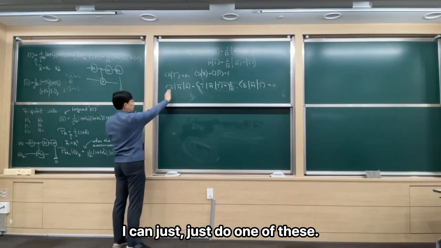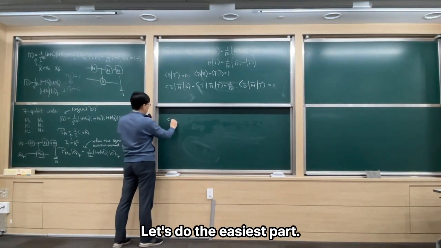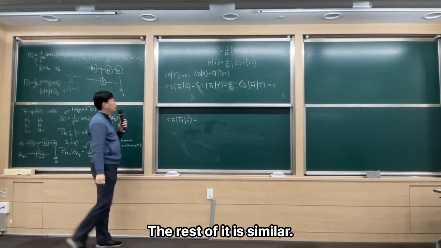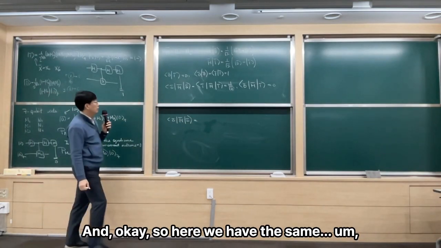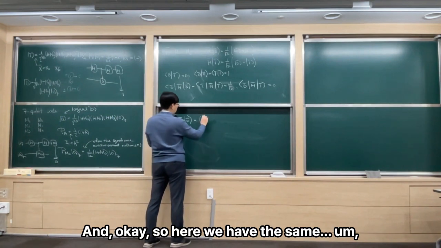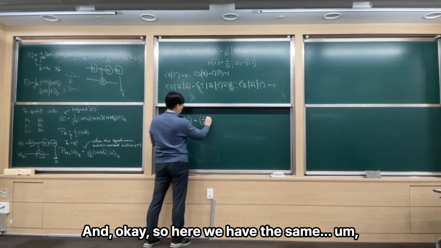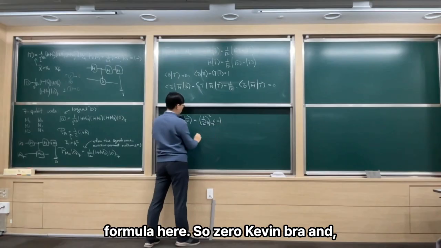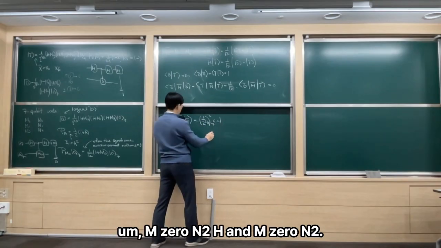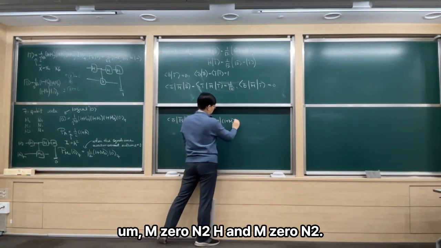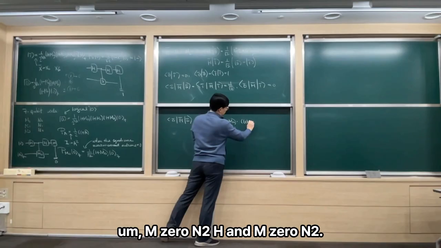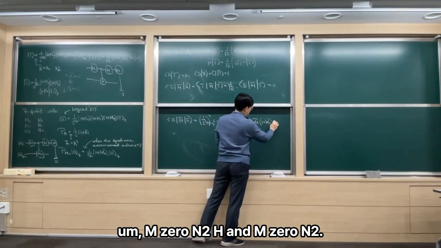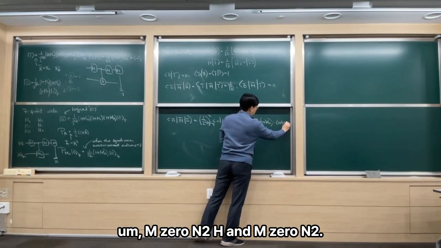So I need this condition, but let's assume that we have this already. And I can just do one of these. Let's do the easiest part. The rest of it is just similar. And okay, so here we have the same formula here. So 0, 7, bra, and 0, and 2, H, and 0, and 2, 0 here.